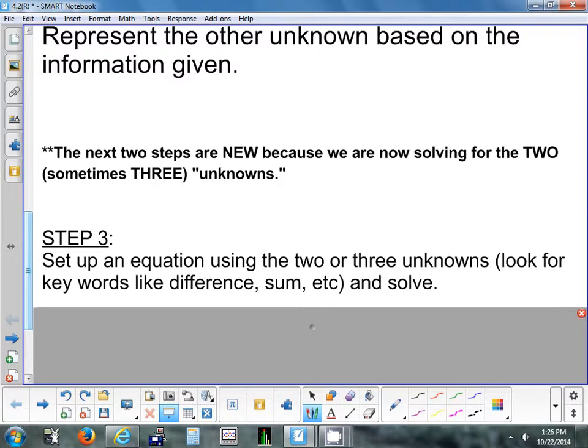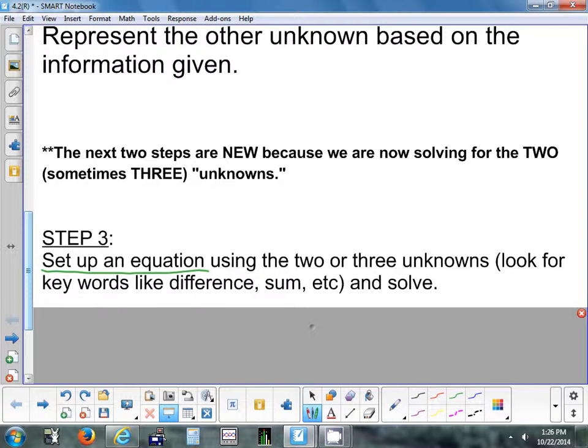Okay, so the new step, step 3: set up an equation. That's the key. We're going to set up an equation using what we just did in step 2A and 2B. To figure out what kind of equation to set up, a lot of times it'll have either add, subtract, multiply, or divide. You're going to look for the keywords. If it says the total of two things, think about how you would total something. You'd add it. If it says the difference, that's subtraction.